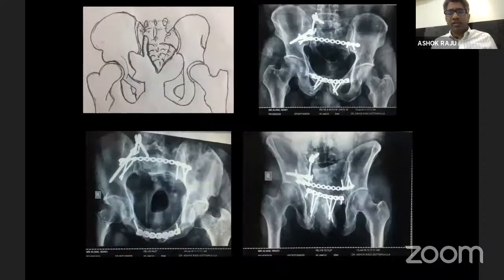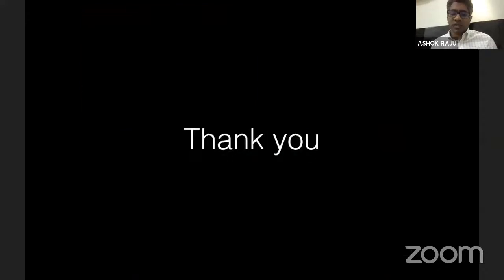This is the other case, which is a late presentation, almost like a non-union, with a neurological deficit. So we had done an anterior fixation followed by a posterior fixation instead of a SI screw, because my reduction of the sacrum is not great. So we have used a tension band and stabilized it with the lumbosacral fixation. This went ahead to have a good union and he had a recovery of the foot drop. Thank you.